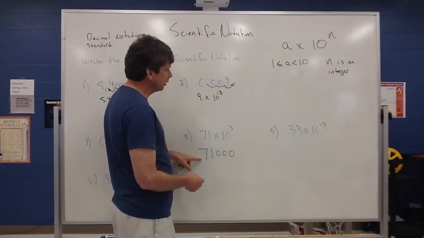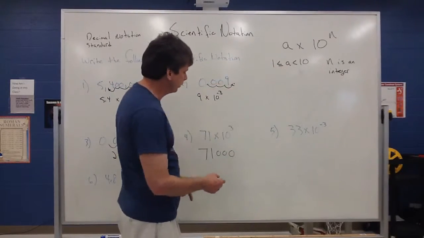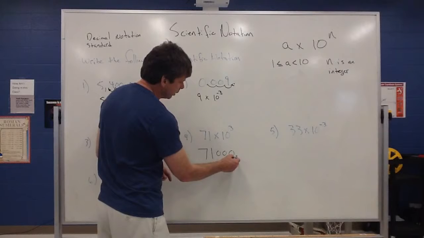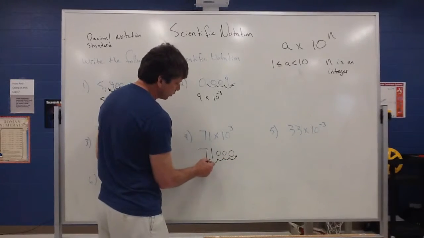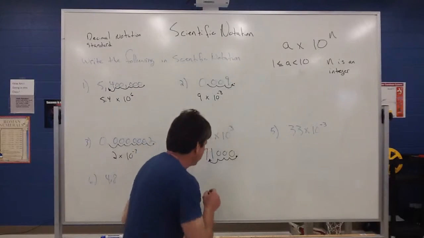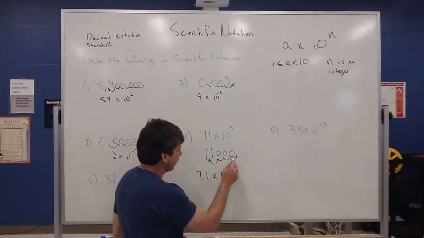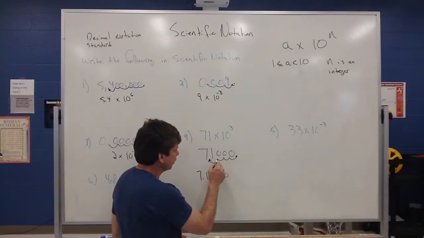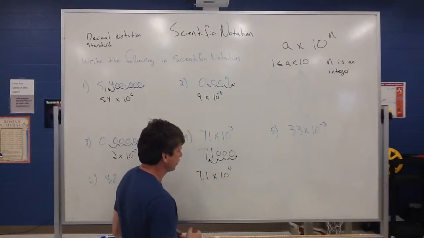Now, to put it in scientific notation, I got to make this a number between 1 and 10. So remember, your decimal's over here, and you have to slide it over 1, 2, 3, 4 spots to create a number between 1 and 10. So I create this 7.1. Now I got to multiply by 10. Now notice how we lost 1, 2, 3, 4 spots. So I got to put those back in by putting a 10 to the 4th there.